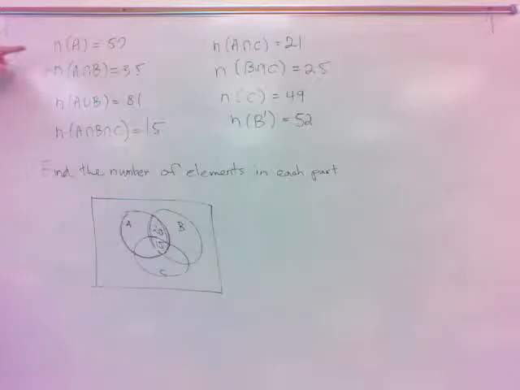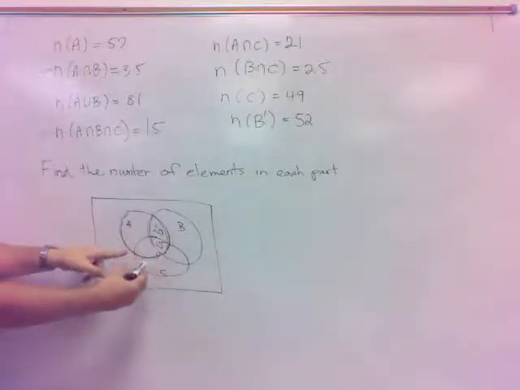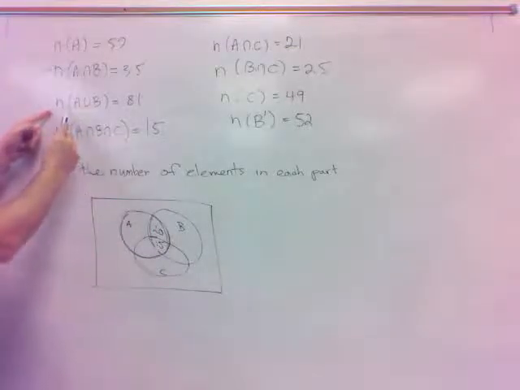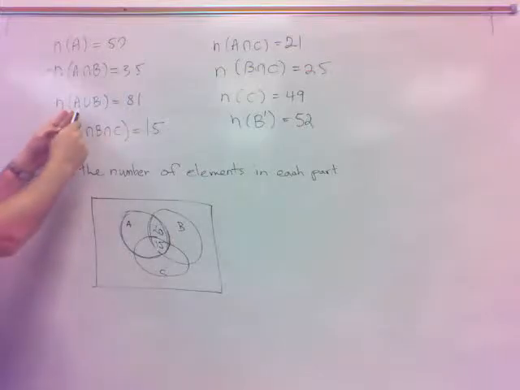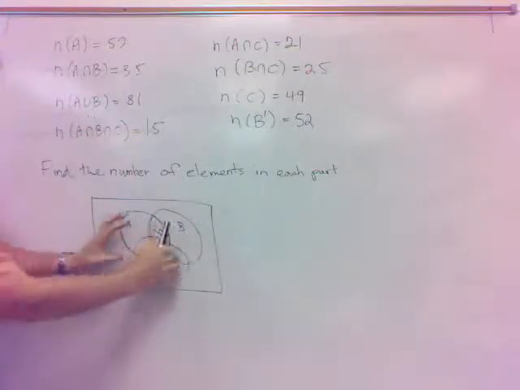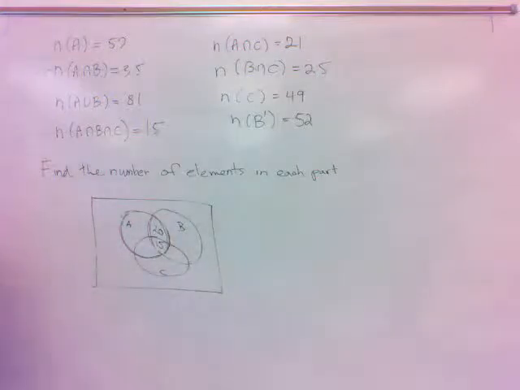I still can't go with A yet. Why? A is 4 parts. I know 2 of them, but I still don't know 2 of them, so I can't use it. This one is still not in play yet. A union B is everything in A and everything in B, which is all of this. So that's 6 parts. I only know 2 of them.